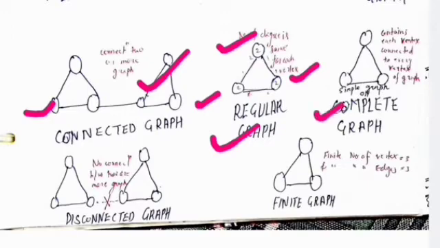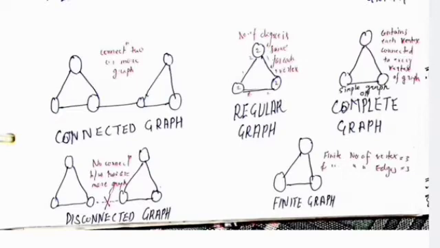Now next is your complete graph. A complete graph contains each vertex connected to every other vertex of the graph, and it is also a simple graph, as reflected in the given graph. Here all the nodes are connected to each other, so this is called your complete graph.